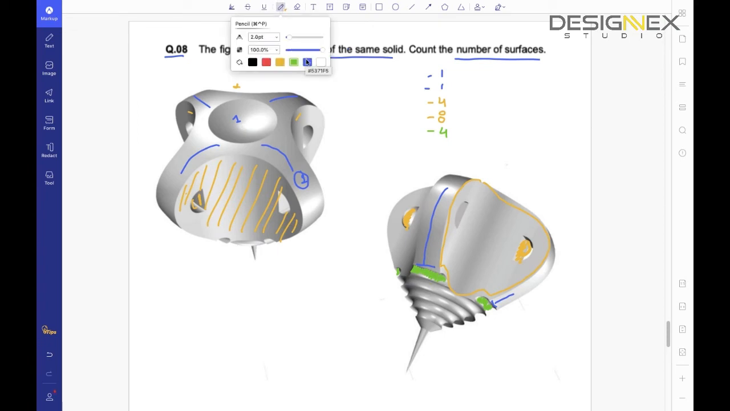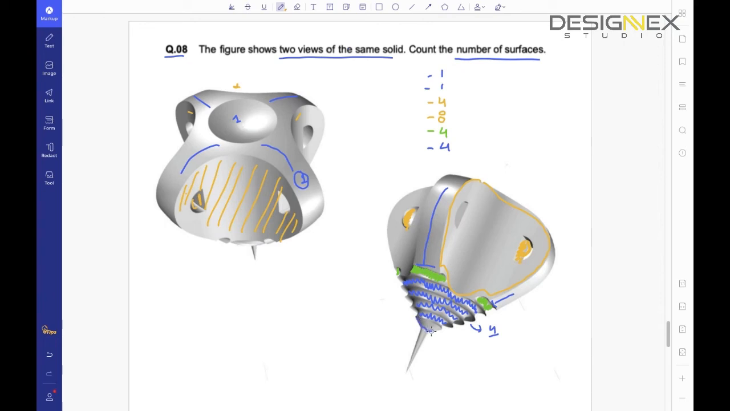Now if we see, this is one continuous surface, this one thread is one continuous surface. This is another continuous surface. This is another continuous surface. Similarly, the bottom one, they make up 4 individual, 4 unique surfaces.